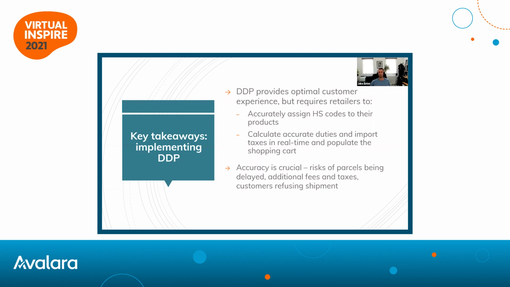and it avoids poor end user customer experience. Parcels don't get delayed when you have accurate codes. There are no additional taxes that have to be dealt with. Customers don't refuse shipments anymore because the retailer is transparent with all the costs involved in getting the product from A to B on their website or wherever they sell.